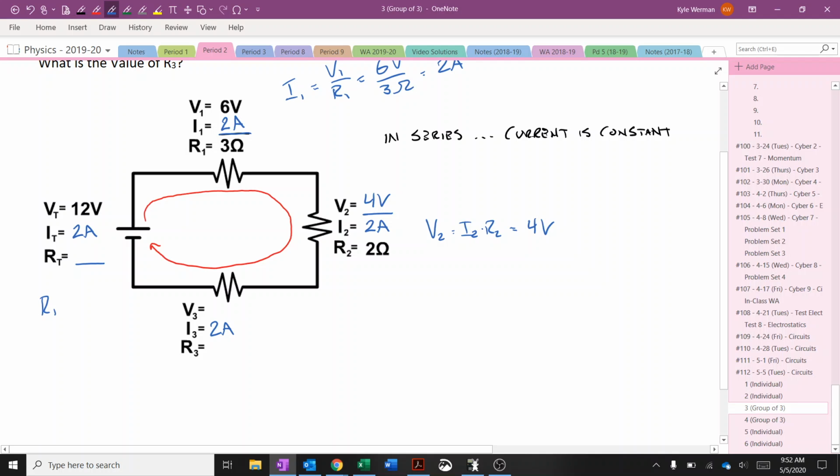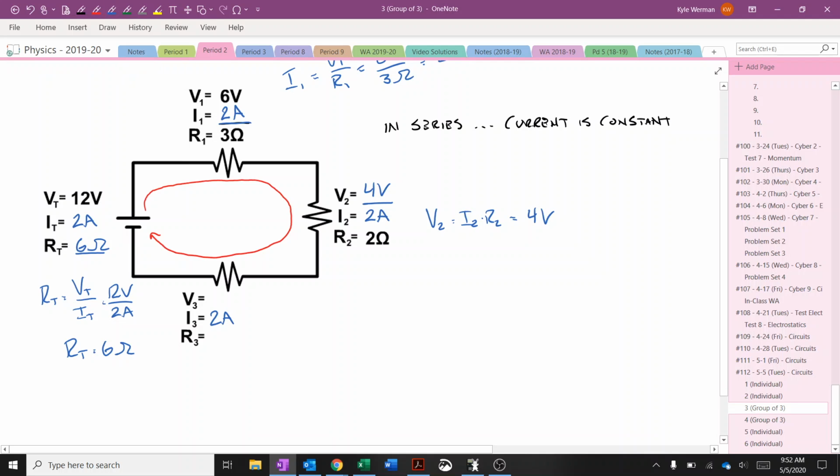R total is going to be V total over I total. 12 volts over 2 amps. I'm going to get a total resistance of 6 ohms. You guys agree with that? All right, so I know my total resistance is 6 ohms. Well, hopefully right there, now I'm looking here and I'm missing 2 things.